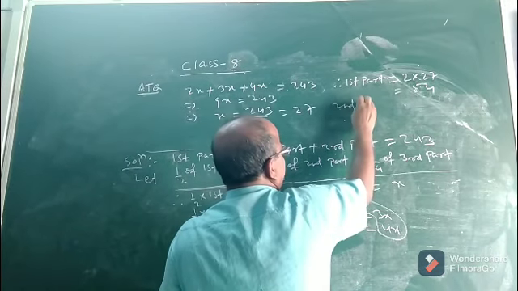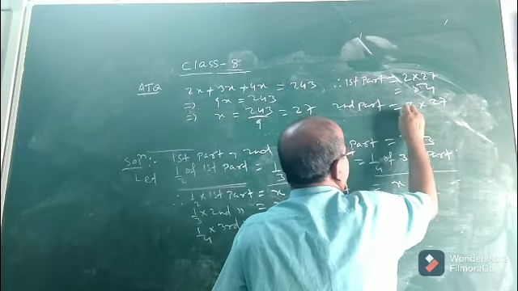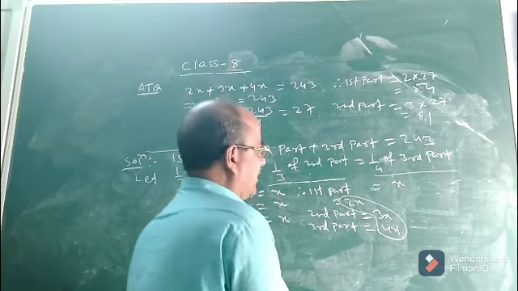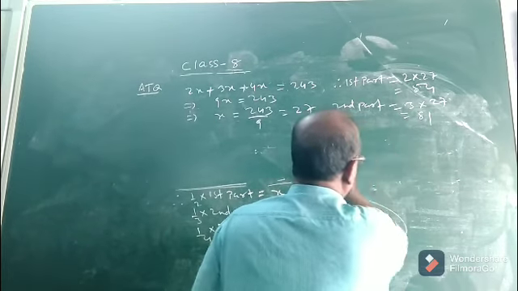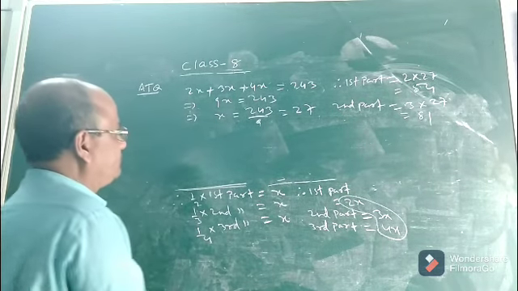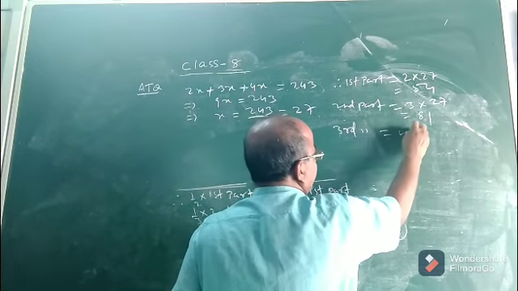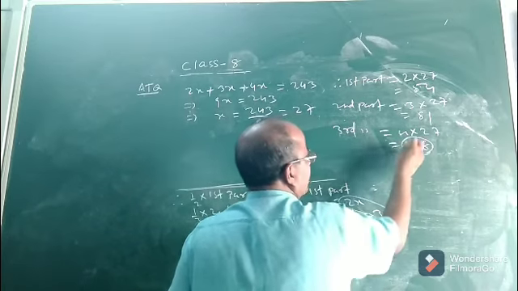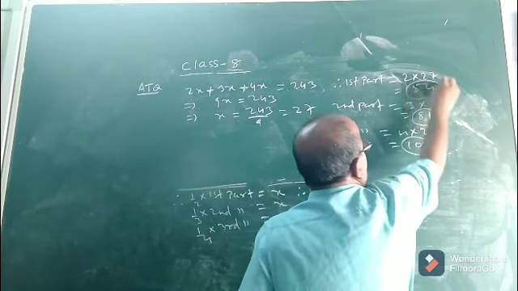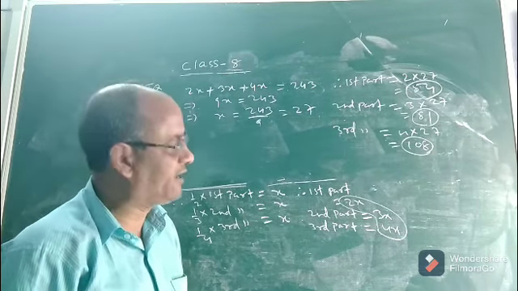Second part is your 3x, 3 into 27, it is 81. Then what will be the third part? The third part will be 4x, 4 into 27, that is 108. See, the three parts are 54, 81 and 108.